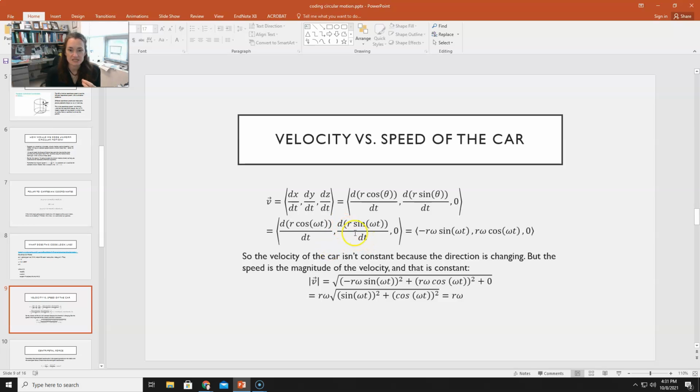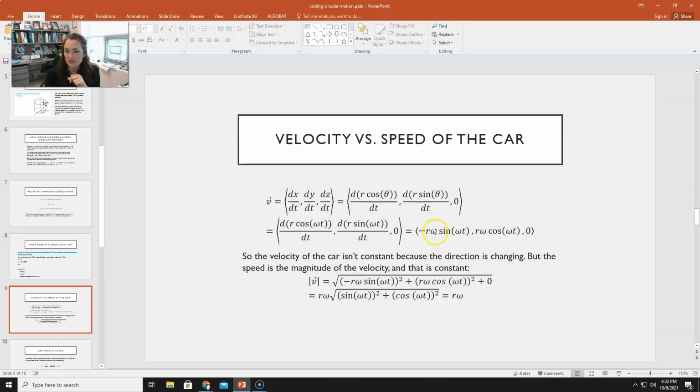If we have d/dt of r sine omega t, that'll give us the y component of our velocity. Now, of course, for our little car on the track, we're just going to leave it down on the track, and we're not going to allow it to move up and down. So here z is equal to 0. If we take those derivatives for our x and y components of our velocity, then we end up with minus r omega sine omega t for our x velocity component, and r omega cosine omega t for our y velocity component, and 0 for our z.